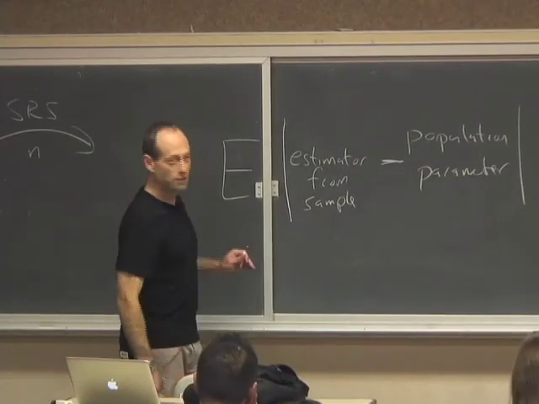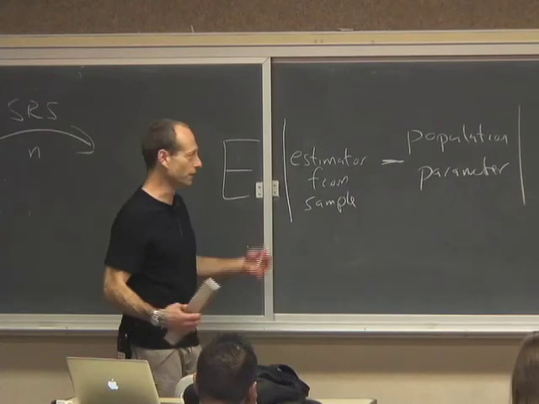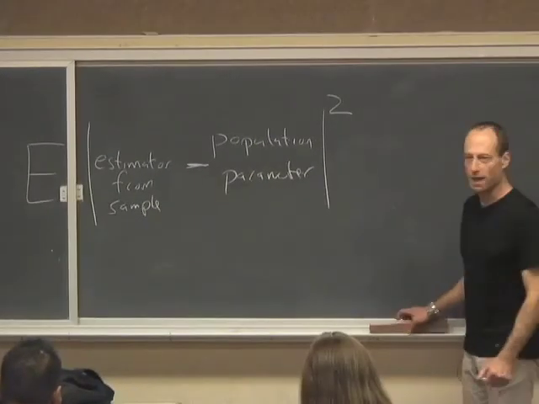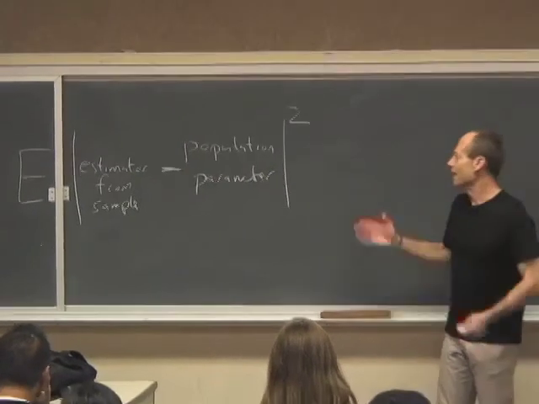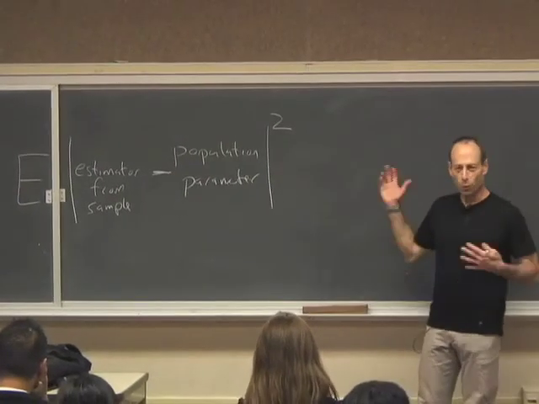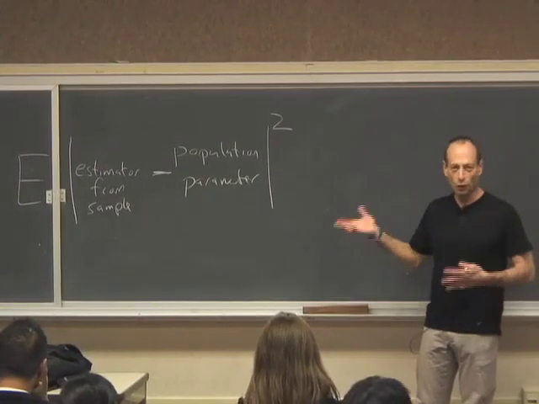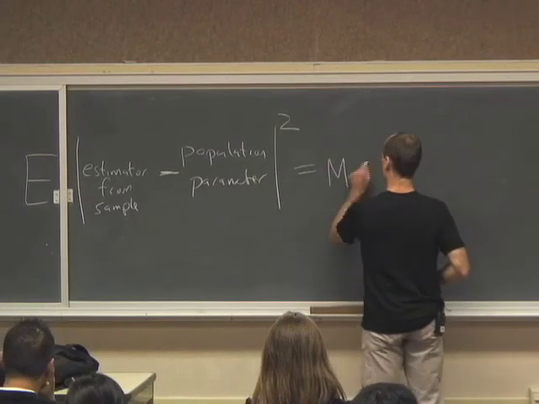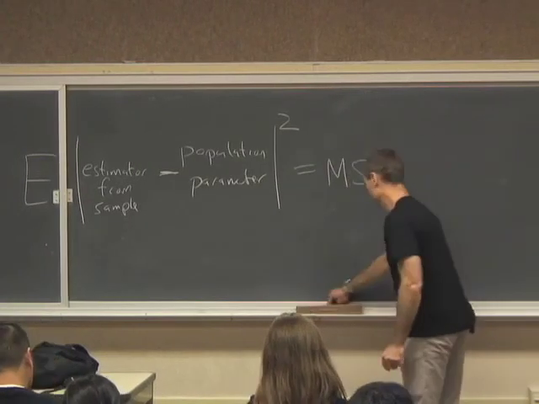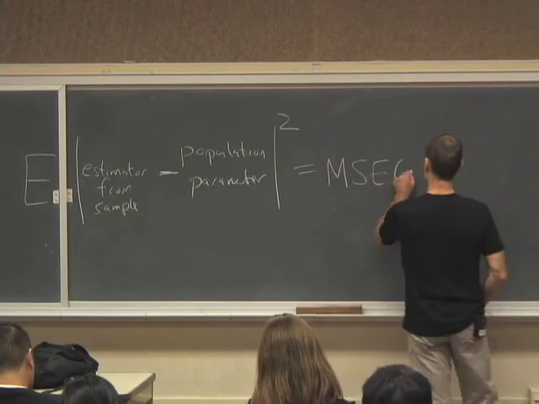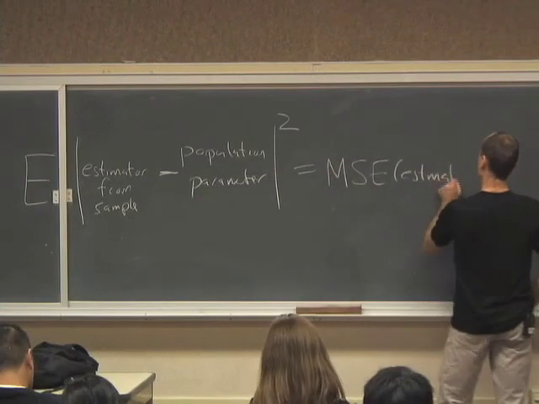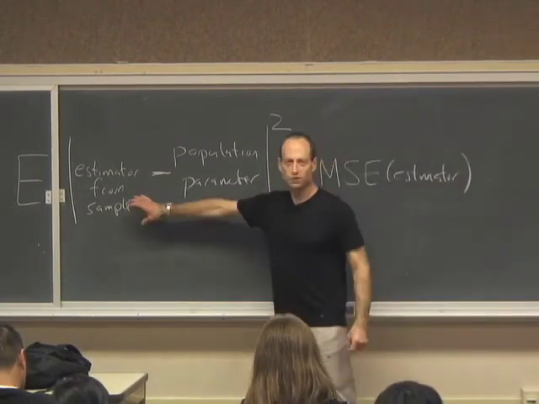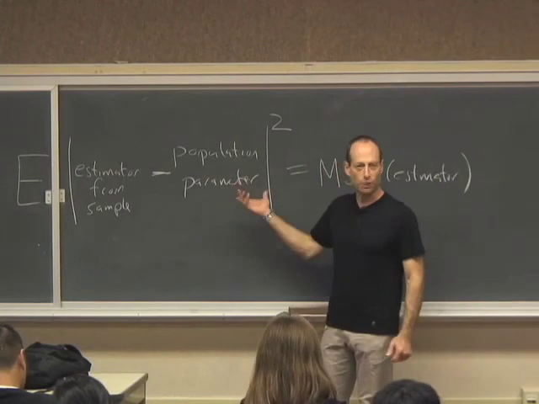Now, it turns out to be easier to do calculus and analyze things if you work with the square instead of with the absolute value. It's arbitrary. This is one particular way of measuring how good an estimator is. And this particular thing is called the mean squared error of the estimator. It's the expected value of the difference between the estimator and the thing it's trying to estimate, squared.